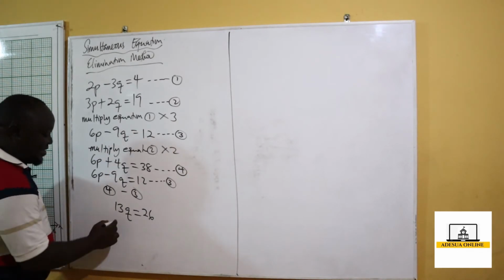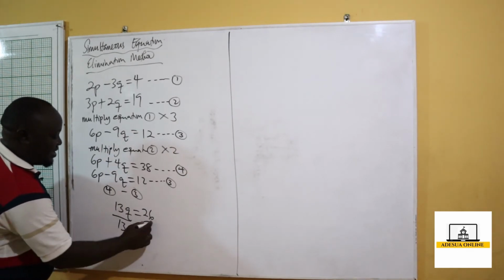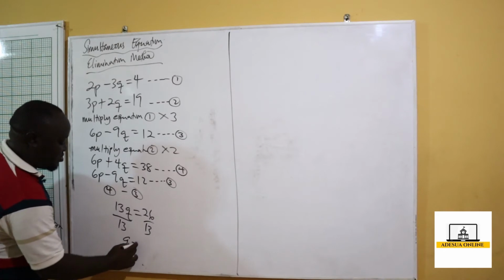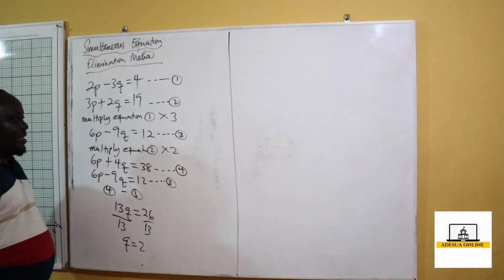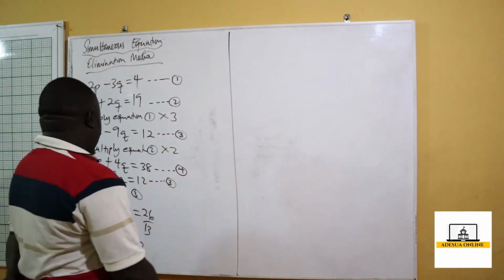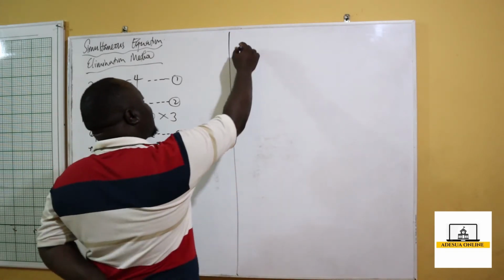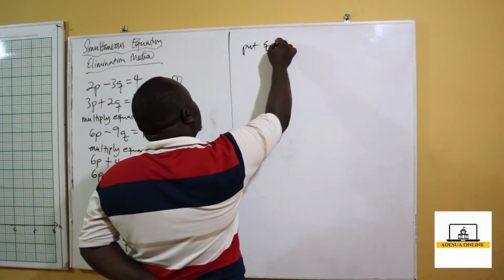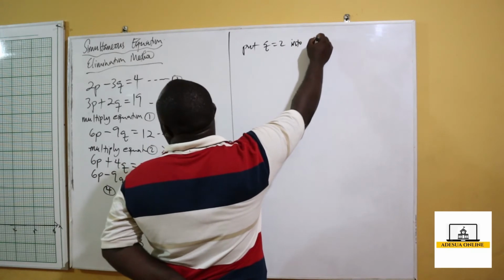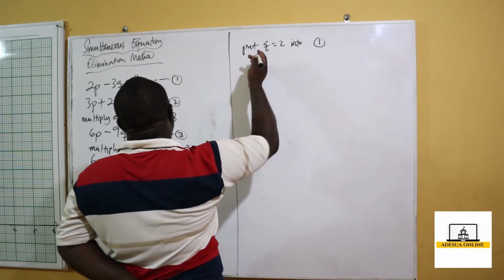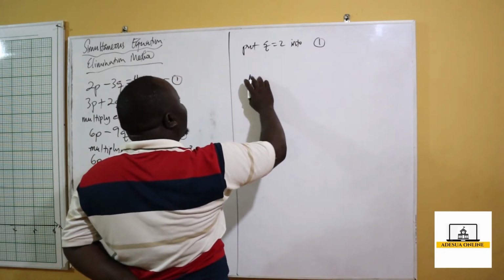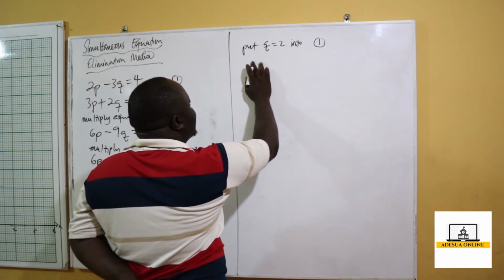We divide through by 13. We divide here by 13, here by 13. Our Q is equal to 2. Now, for us to get the value of P, we put Q equals 2 into equation 1, or 2, or 3, or 4. So we have put Q equals 2 into equation 1.